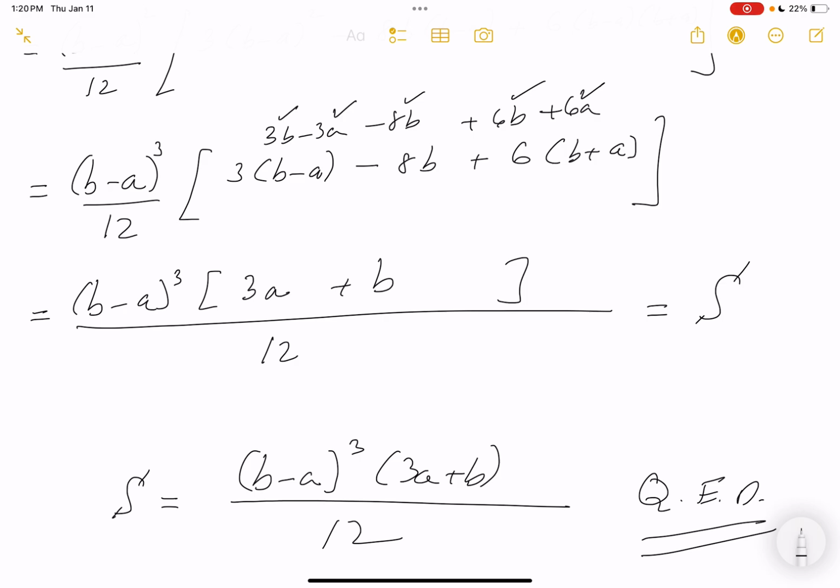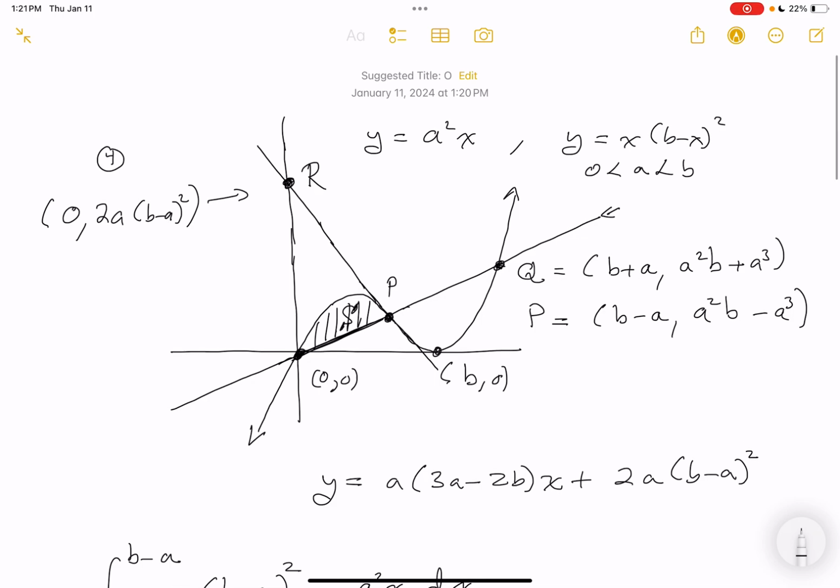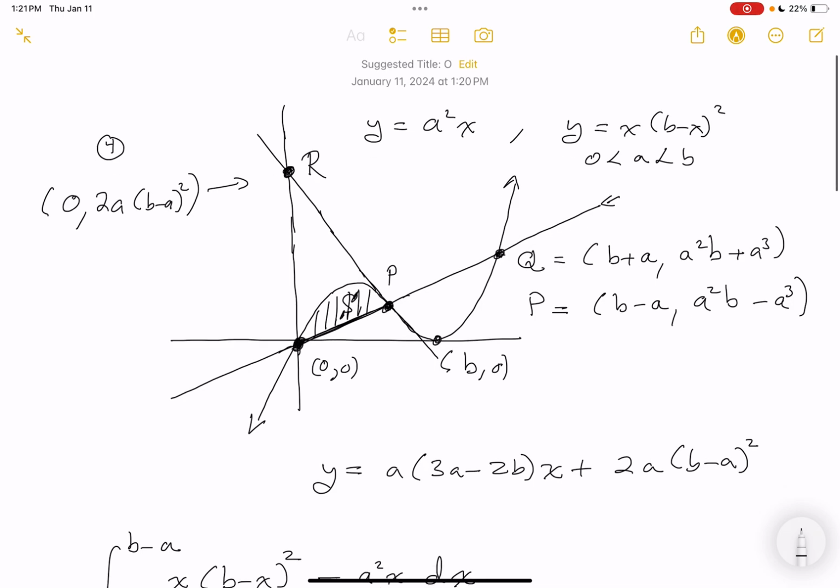The next question says the area of the triangle OPR. Well, I got to go back, and I know it's a long process, by the way, but O, P, R. And the area of that triangle is going to be 1/2 times the base. Well, the base is going to be the y value here. And what's that going to be? 2a, b minus a squared. Now times the height of it. This is the height. And what's height going to be? The x-coordinate of P, which is b minus a.